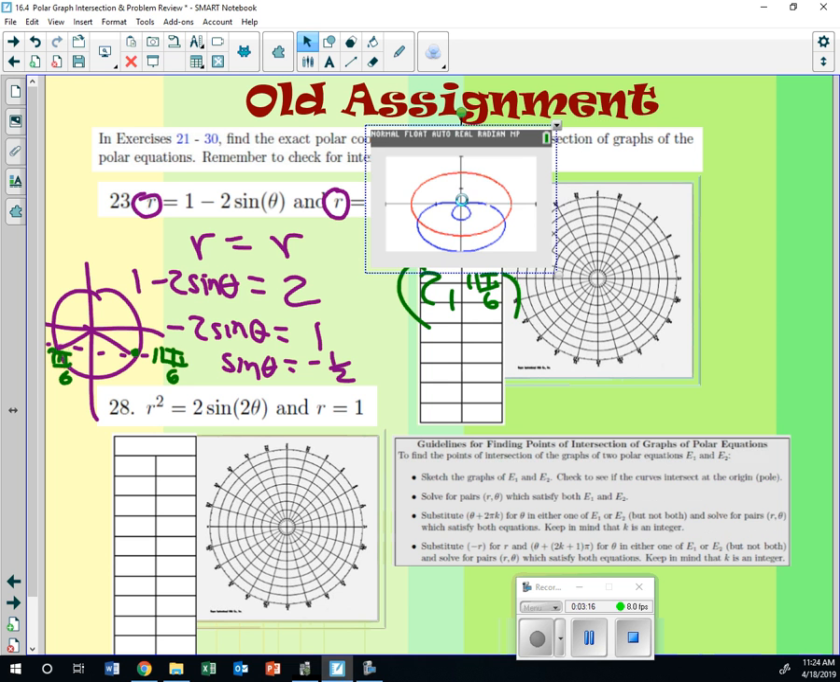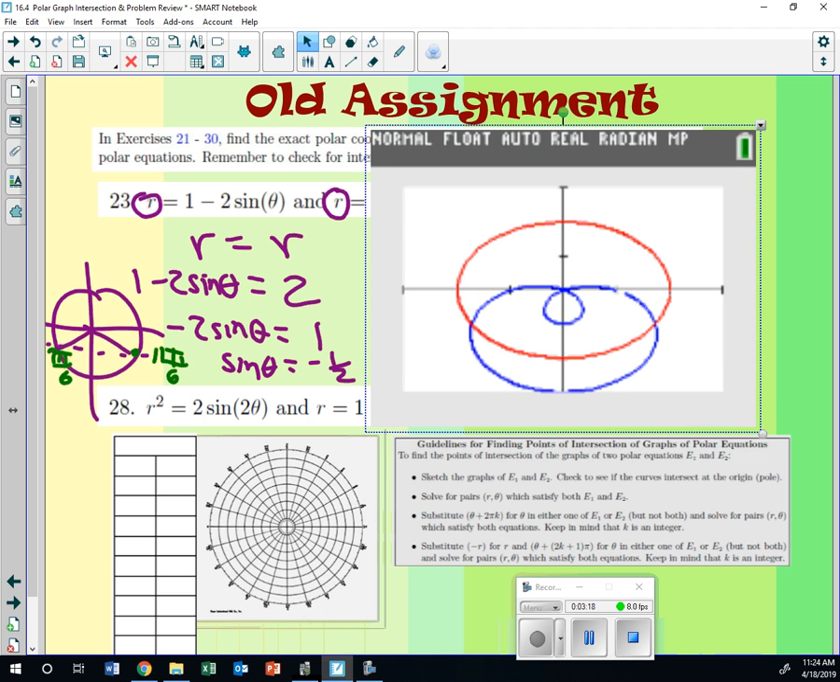So you can see r equal 2 is the red one, and 1 minus 2 sine theta is what they call a limacon shape. It dips in here and makes that. Is this a function? No. But it is a function when we put it in terms of polar, which is crazy.